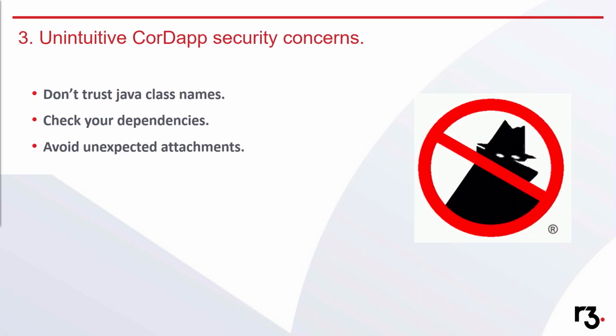Some unintuitive aspects of Corda itself, especially if you're coming from a traditional centralized programming background. So we'll see why you shouldn't trust Java class names. We'll see why you should always check your dependencies. And we'll see why you should avoid unexpected attachments in your transactions.